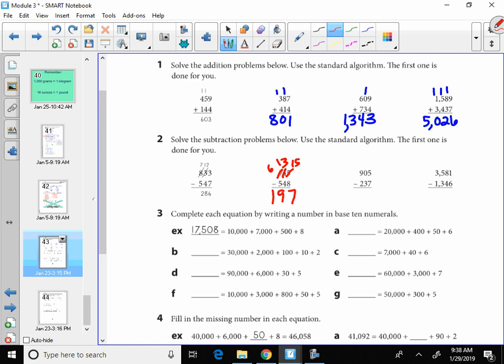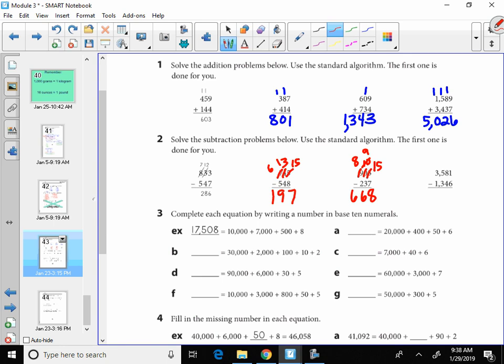Okay, starting at the ones place, I cannot do 5 minus 7, and I can't take away nothing, so I'm going to go all the way to the hundreds place and take a 100, which breaks into 10 tens. Then I'm going to take a 10 and break it into 10 ones. Add it to the 5 that are already there, for an answer of 668.